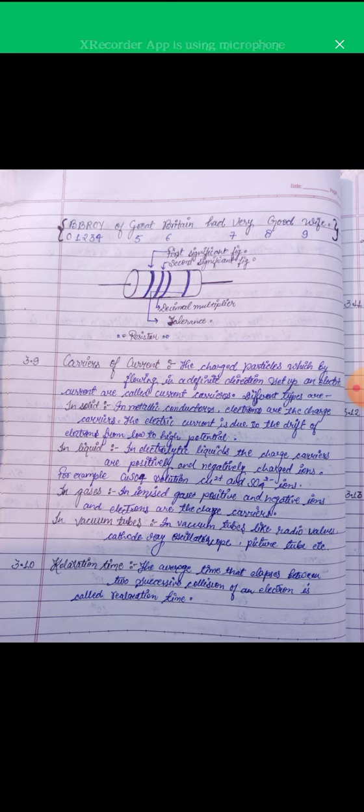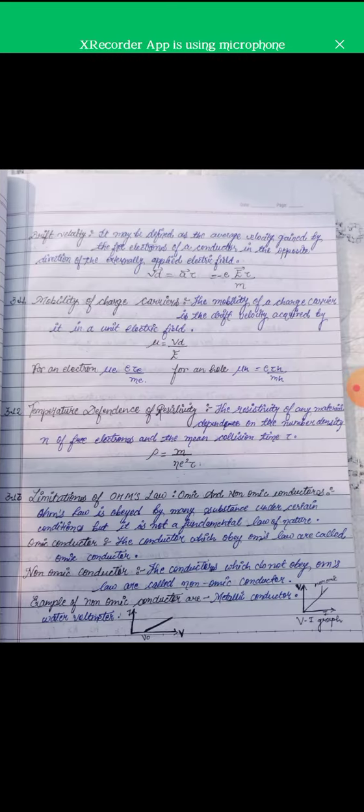Topic 3.10 Relaxation time. The average time that elapses between two successive collisions of an electron is called relaxation time. Drift velocity. It may be defined as the average velocity gained by the free electrons of a conductor in the opposite direction of the externally applied electric field. Vd equals a vector tau, equals minus e E tau upon m.